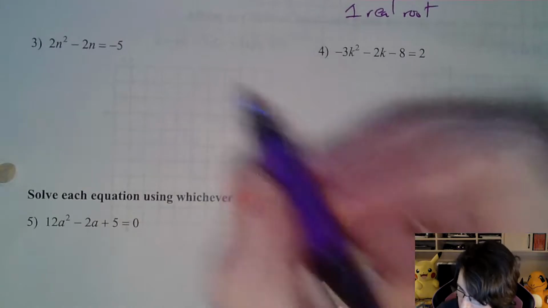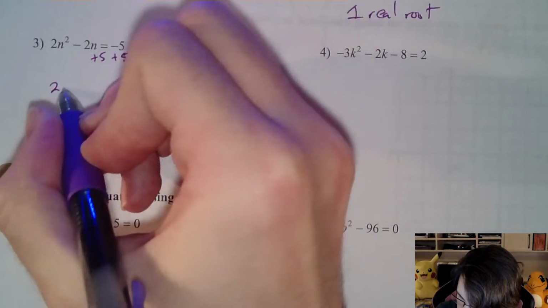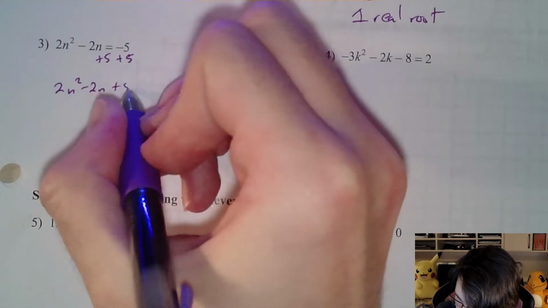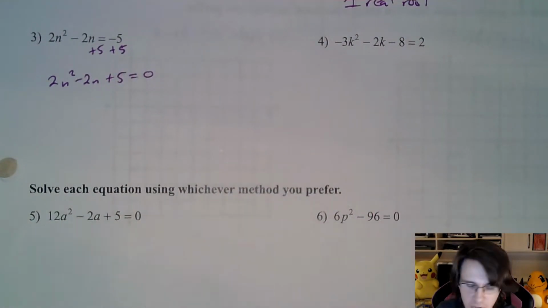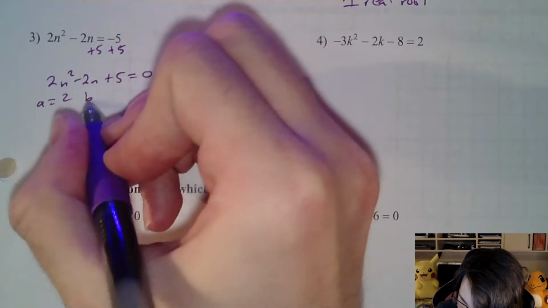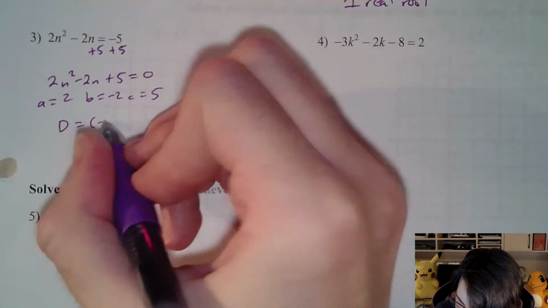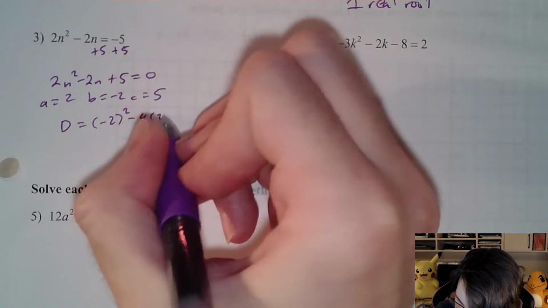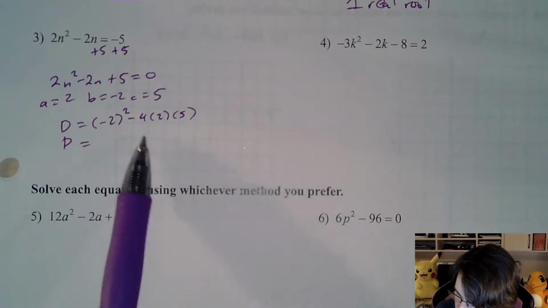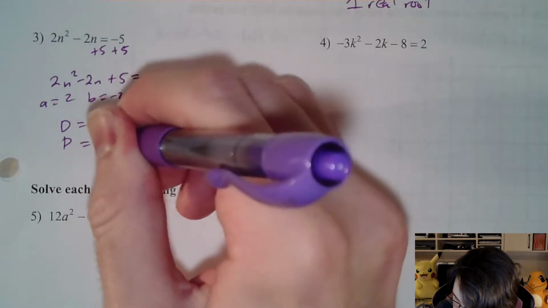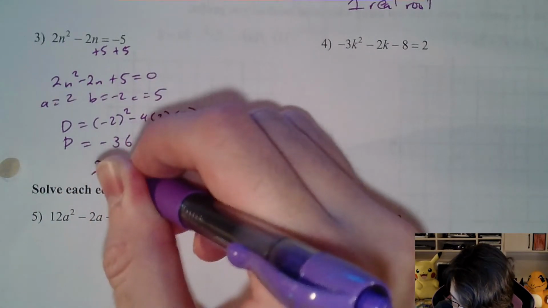So number 3, we're going to go ahead and add 5 to both sides for exactly the same reason. We get 2n squared minus 2n plus 5 is equal to 0. And then just gotta start putting it into the equation. A is equal to 2, B is equal to -2, C is equal to 5. So therefore D is equal to -2 squared minus 4AC. And if you plug all that into the calculator, we'll get 4 minus 40, so -36. And because D is a negative number, we say we have two imaginary zeros.